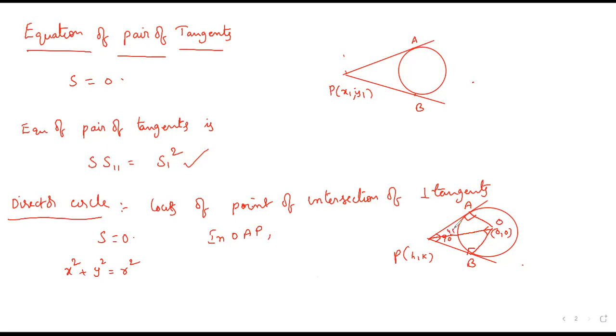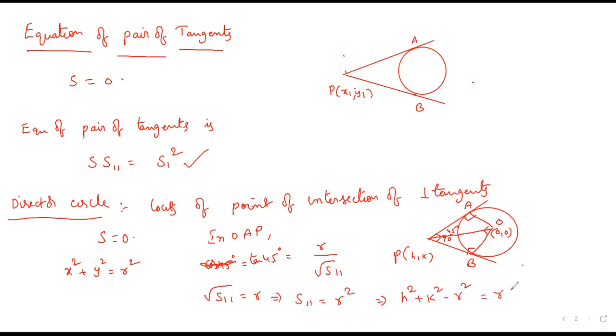So this is 45, bisected, so 45 and 45. Directly you can take tan 45. You know the formula R by root S11. Tan 45 value is 1. So root S11 equals R. Squaring on both sides, S11 equals R square. And we know S11 for the circle x square plus y square equal to R square. Substituting the point h, k, h square plus k square minus R square is S11 equals R square.